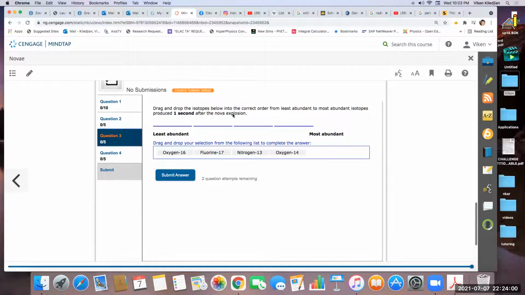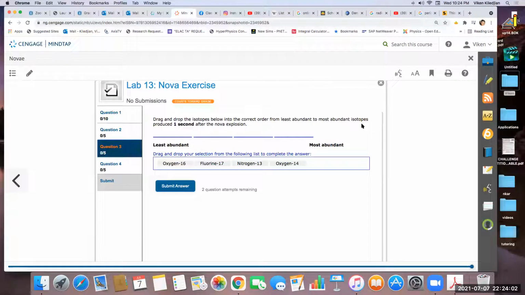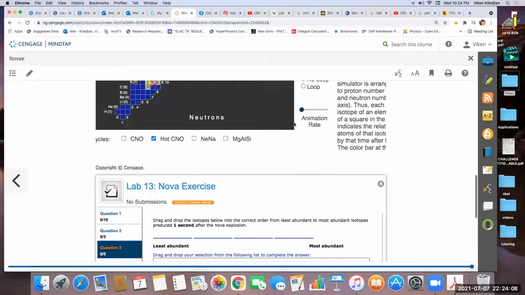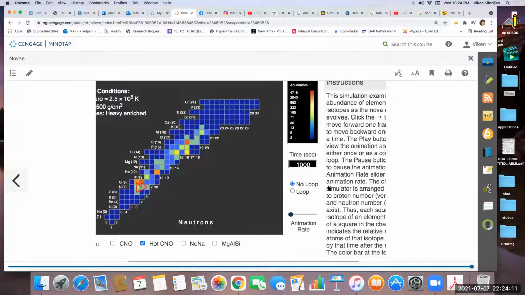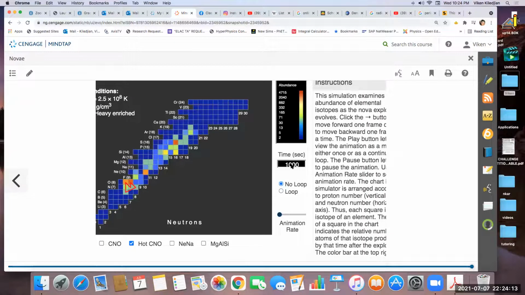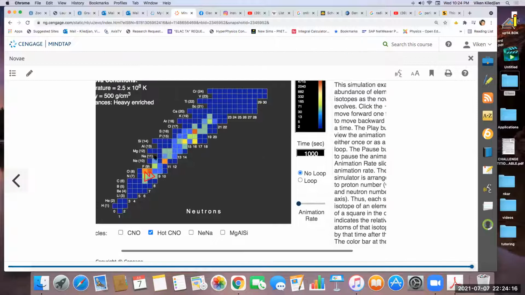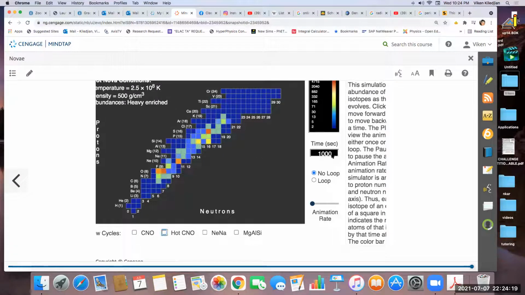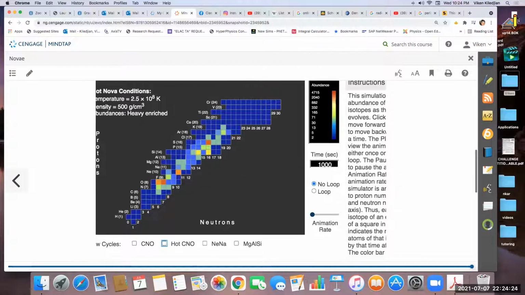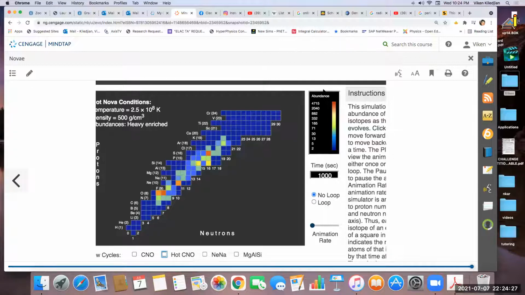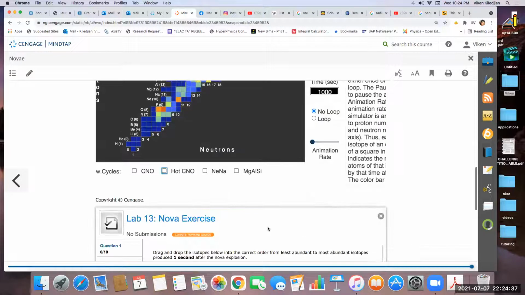Drag and drop the isotopes below into the correct order from the least abundant to the most abundant isotopes produced 1 second after the nova explosion. Then you go to the animation and you go back to where it was 1 second. Maybe you uncheck this and go back to when this one was 1 second. Then I would zoom in on this part, take a picture of the whole thing with all of these unchecked, and then focus on the color code of the abundances, right? And then answer those questions based on abundance.